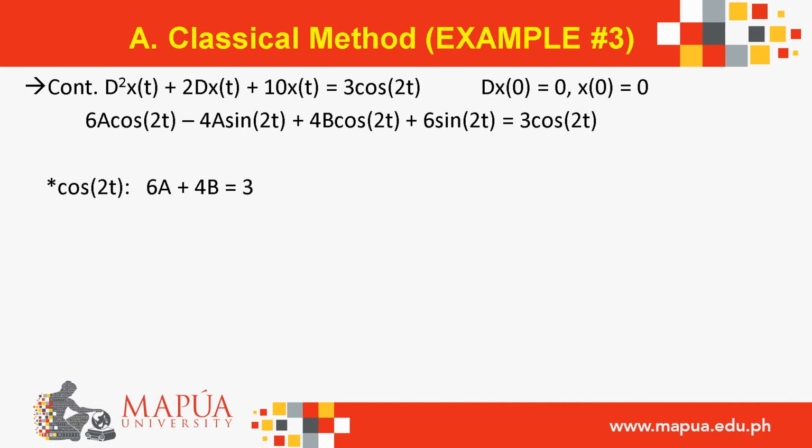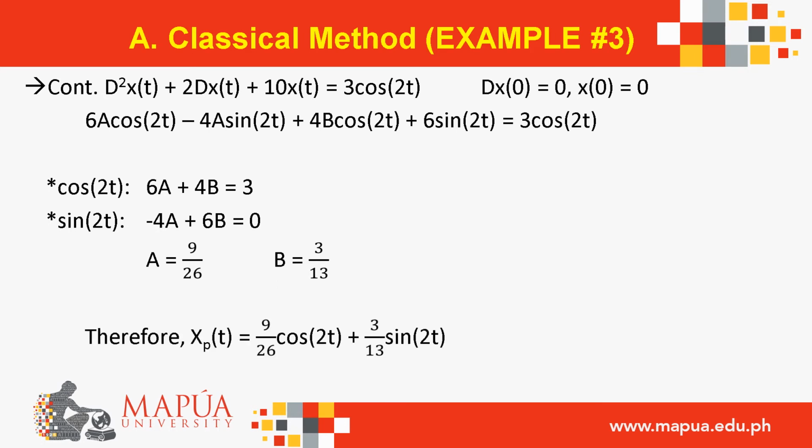Moving forward, in solving the equation, we will now combine all the terms involving cosine 2t. Our equation will be 6a plus 4b is equal to 3. On the other hand, we will also combine all the terms involving sine 2t. This will be negative 4a plus 6b equal to 0. Involving two equations and two unknowns, we will get the value of a and b equal to 9 over 26 and 3 over 13 respectively. Therefore, the particular solution of classical method example number 3 is equal to 9 over 26 cosine 2t plus 3 over 13 sine 2t.